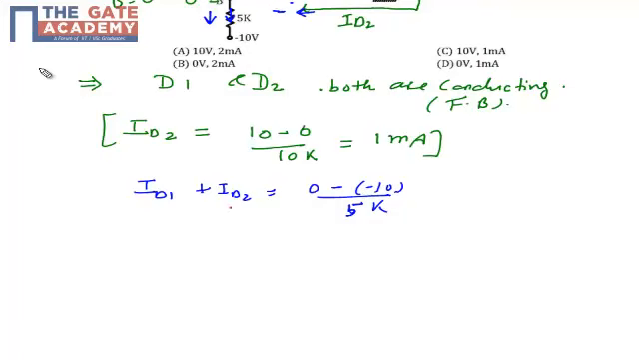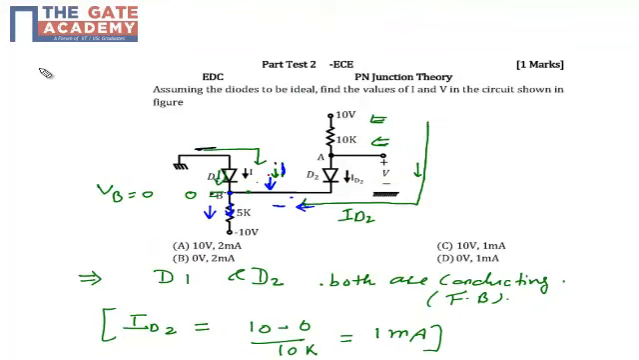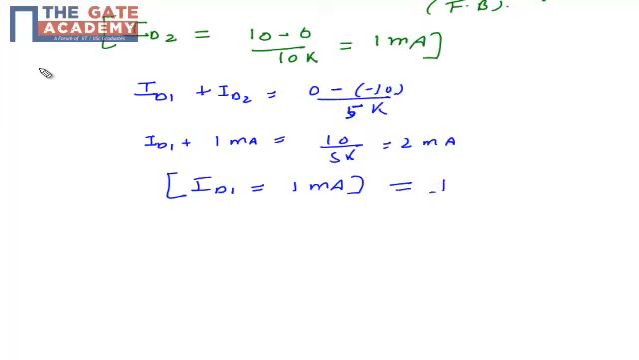So if I simplify, I can put the value of ID2 here. So ID1 plus 1 milliamp equals 10 upon 5K, which is equal to 2 milliamp. So if I simplify it, I can calculate ID1 as 1 milliamp. So the value of ID1 is 1 milliamp. So current I is nothing but the current across diode D1, which I can name as I.